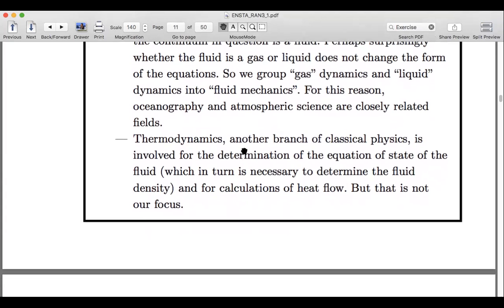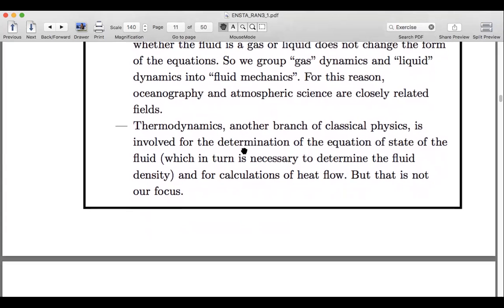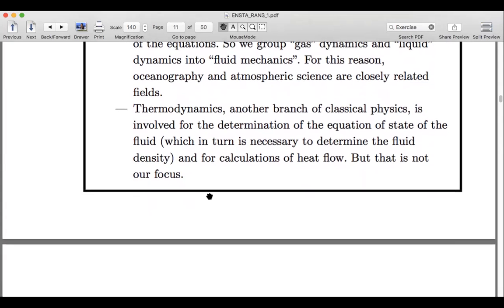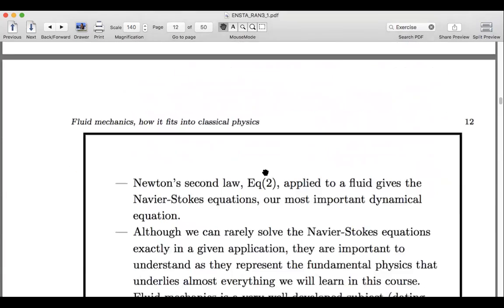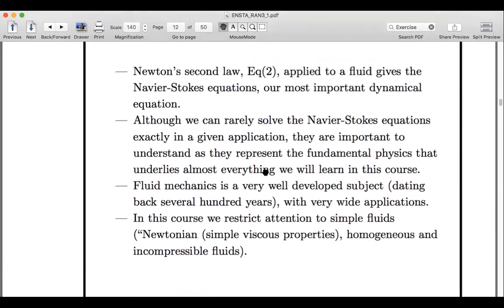Okay, so thermodynamics is another branch of classical physics which will intervene from time to time in fluid mechanics, mostly through the equation of state, which is the equation which determines the density of the fluid. And it's also necessary for heat flow calculations, but that won't be our focus in this particular RAN3 class. Though I'm sure you'll do some heat flow calculations at some point.